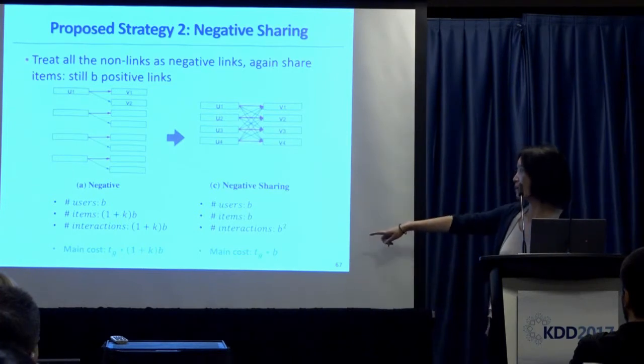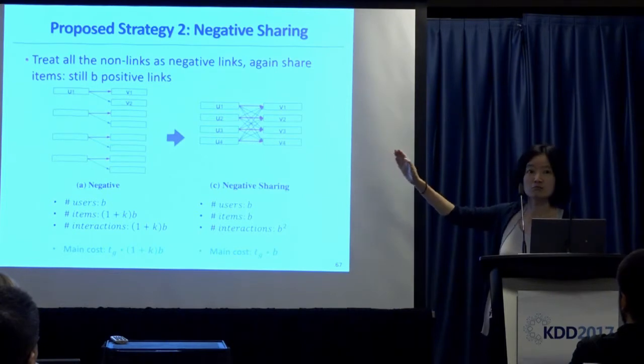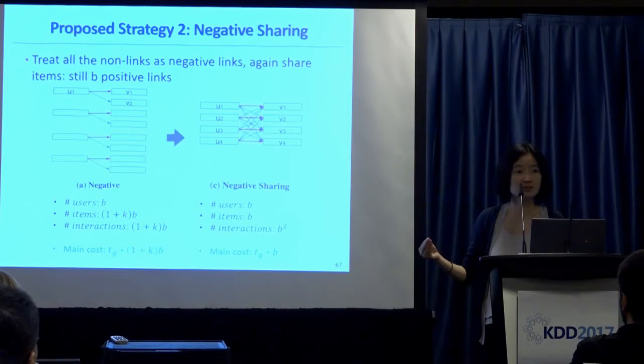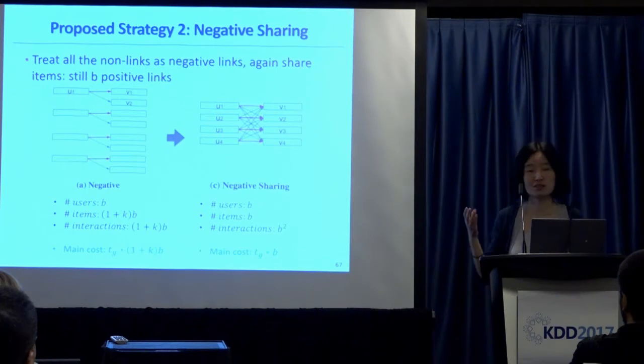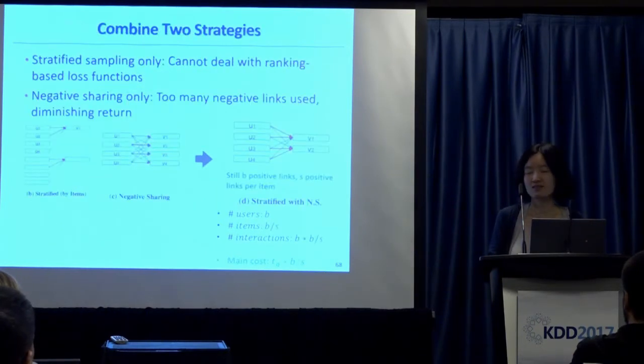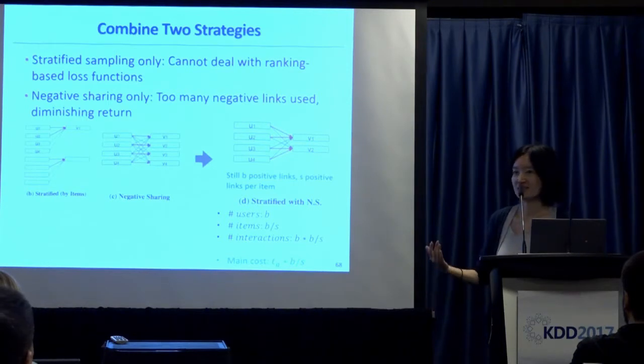So here, how many items do we have? Again, B. And here, we actually use many more links than the previous versions. What's the benefit of using more links? As I said, we are now sampling links. Links are the data points. So actually, we're using more data points. And as long as you're using more data points, your learning algorithm will be more accurate. So later in the experiments, we will show that our performance is not dropping, but even improving, because we're using more data points.